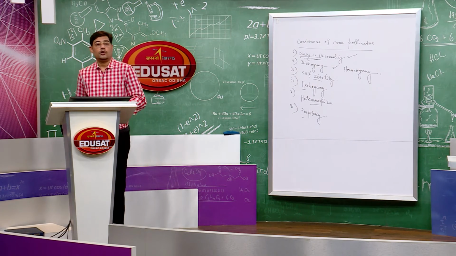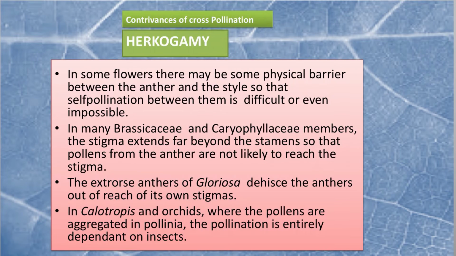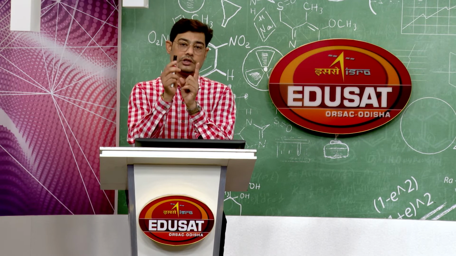That is what we call hercogamy, the structural barrier or the physical barrier because of which self pollination is inhibited, prevented, and the chance of cross pollination is more. In families like Brassicaceae and Caryophyllaceae, the stigma extends far beyond what I have just explained to you.